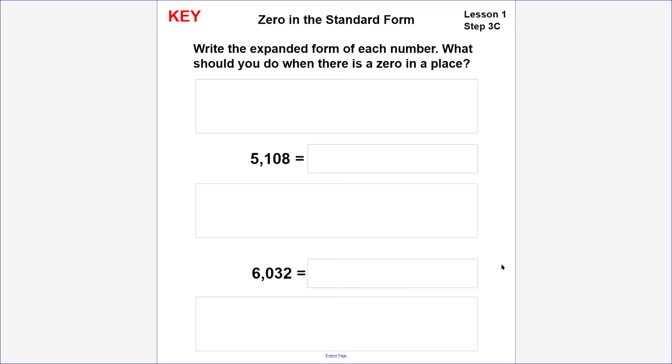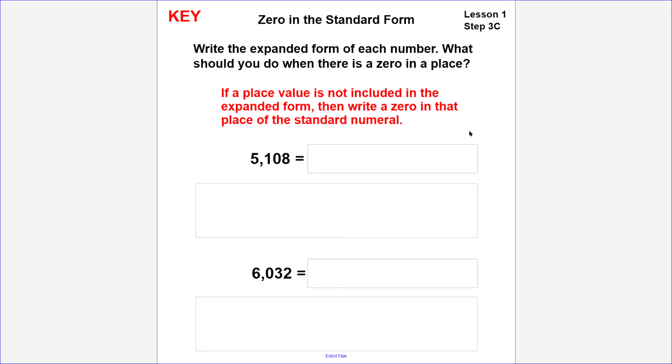Now let's talk about what you would do if there's a 0 in the hundreds place. If a place value is not included in the expanded form, we write a 0 in the place of that standard numeral. Here's the number 5,108. I see that there's a 0 in the tens place.